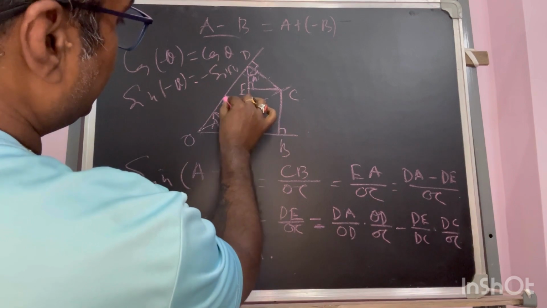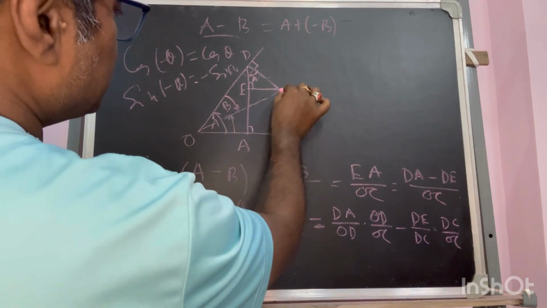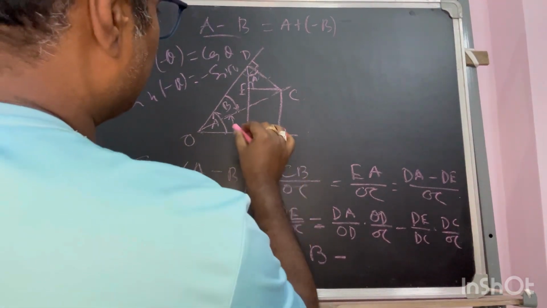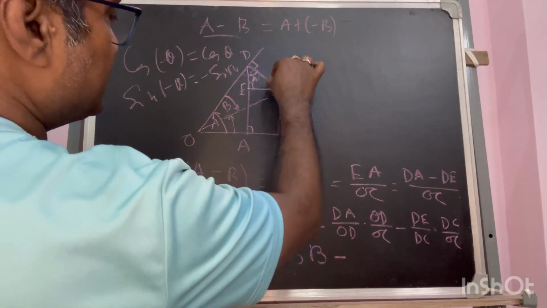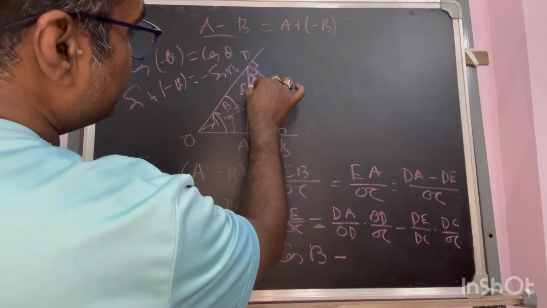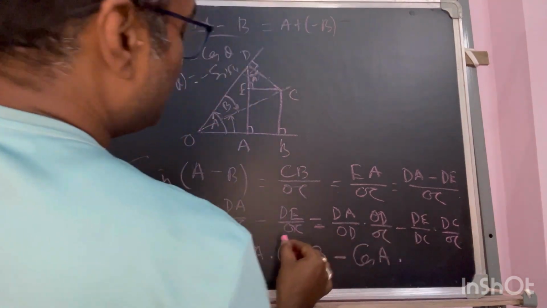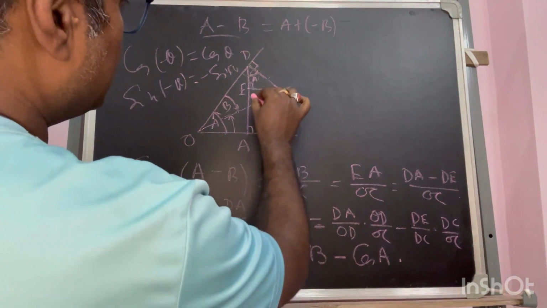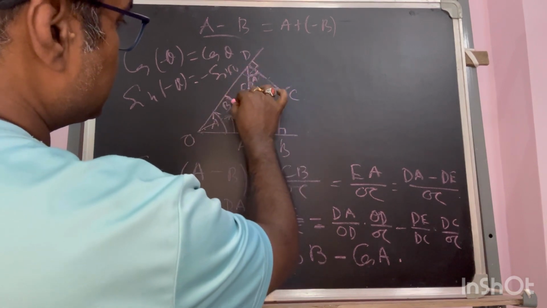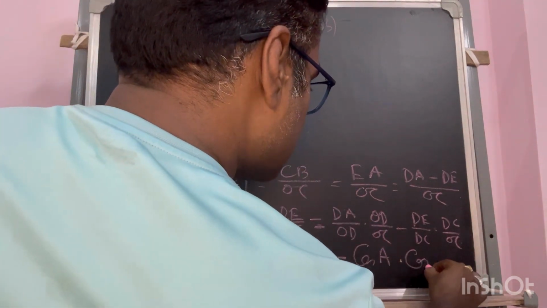So angle B, if I take, OD is the base, and OC is the hypotenuse. So this is cos of B into DE by DC. So this is DE what? For this angle A, this is base, this is hypotenuse. That means this is cos of A into DC by OC, DC by OC. For this triangle, this right angle, this is B, DC means height, OC means hypotenuse. This is cos of B.